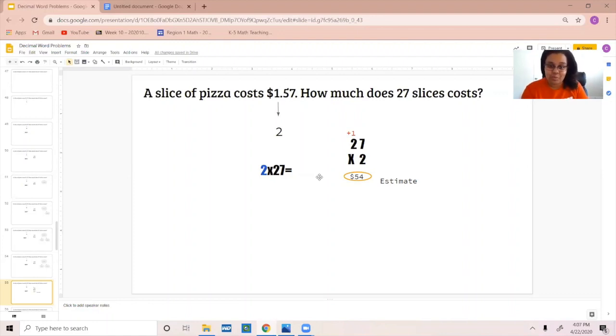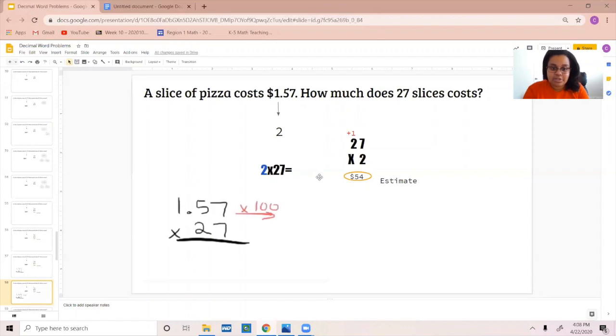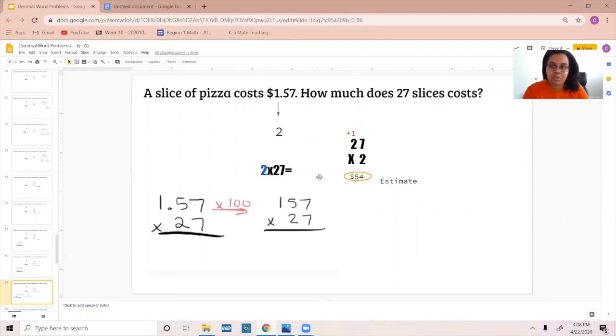Let's find the actual answer now. So if I want to find the actual answer, I need to take $1.57 and multiply that times 27. But to do that, I want to turn this decimal number into a whole number. So to do that, I'm going to multiply it times 100. That will turn 1 57/100 into 157 times 27. Now, I'm just working with a regular multiplication problem. So, I'm going to multiply.